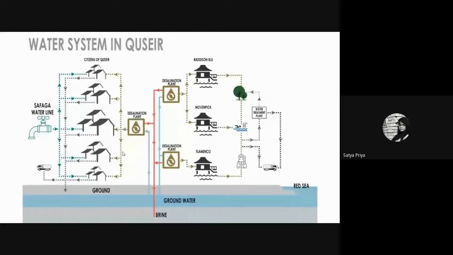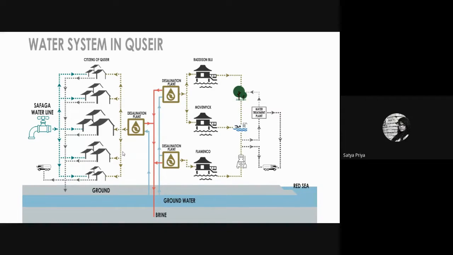Okay, I'll take over from here. To understand the water system in Qusair, right now we don't have much water, so most of the water comes from Safaga. There's a line from the Nile River, which comes from the Nile to Safaga and from Safaga to Qusair.